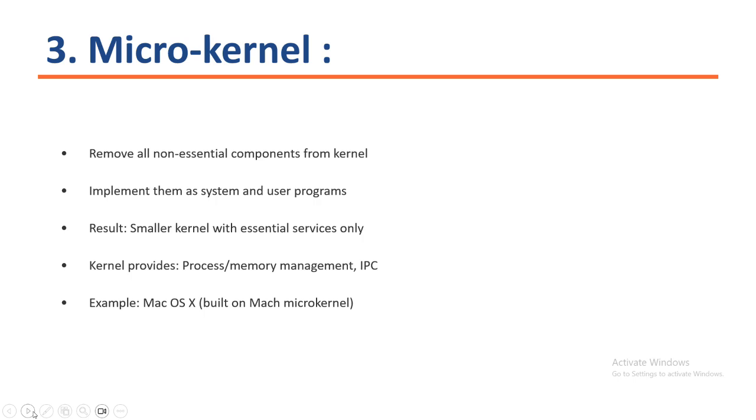Result: small kernel with essential services only. That means because we removed so much, the kernel itself becomes tiny and lean. This is actually where the term microkernel comes from: small, minimal code. Next one is kernel provides process and memory management, IPC.